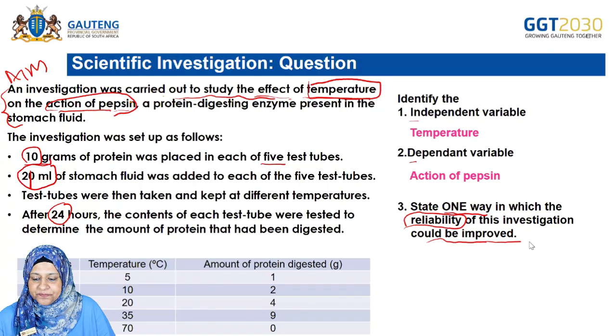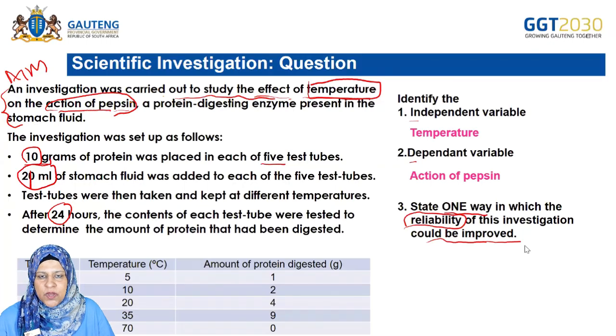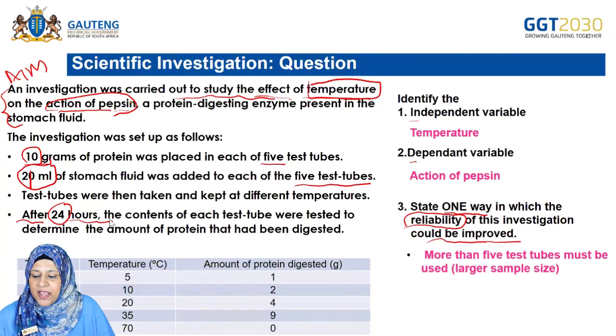Right. So, what speaks to reliability? Remember, we said that how many test tubes were used? We didn't use 1 test tube. Our sample was 5 test tubes. So how can we improve reliability? We need to look at the number of test tubes that we used, okay? And then how long did we conduct this investigation for? The investigation was conducted not for 1 hour, 2 hours. After 24 hours, we then went and looked at our investigation. So for reliability, more than 5 test tubes must be used in order to improve reliability.